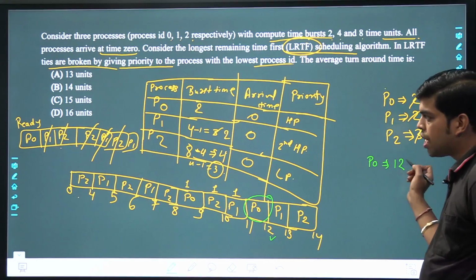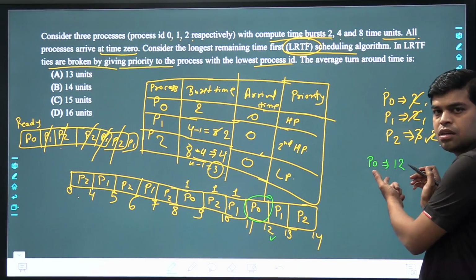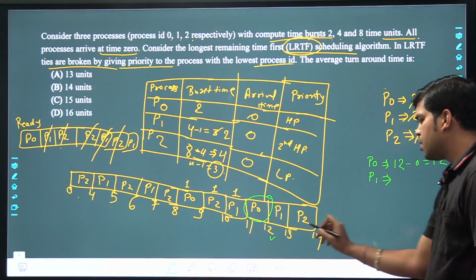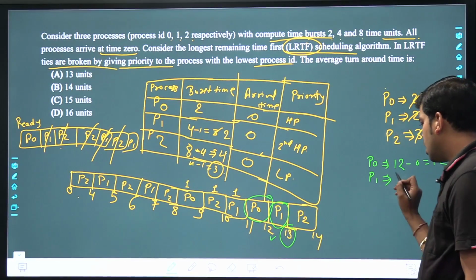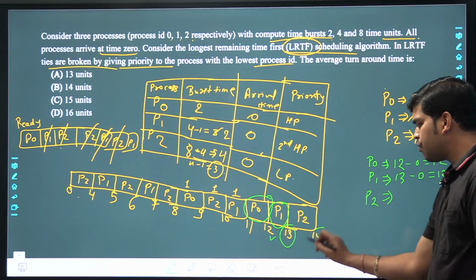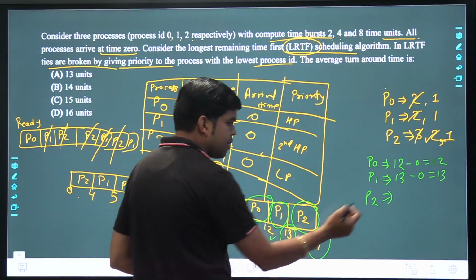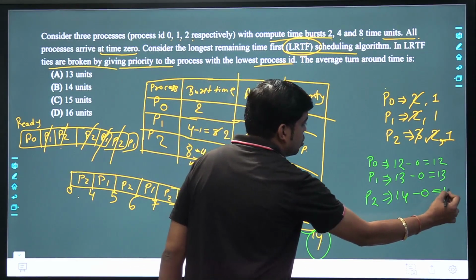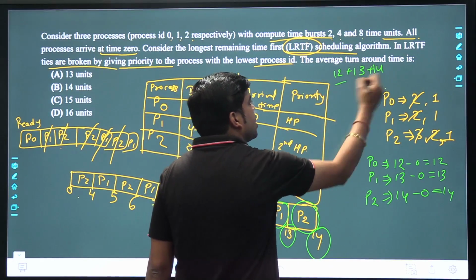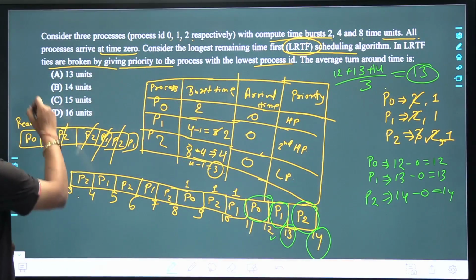That is the completion time minus arrival. Arrival is definitely 0, so 12 minus 0 is 12. For P1, P1 completes at time 13. Arrival is again 0, so turnaround is 13. For P2, it finishes at time 14. The exit or completion time is 14. Arrival is again 0, so that is 14. So 12 plus 13 plus 14 divided by 3 is 13. The average turnaround time is 13. So the right answer is 13 units.